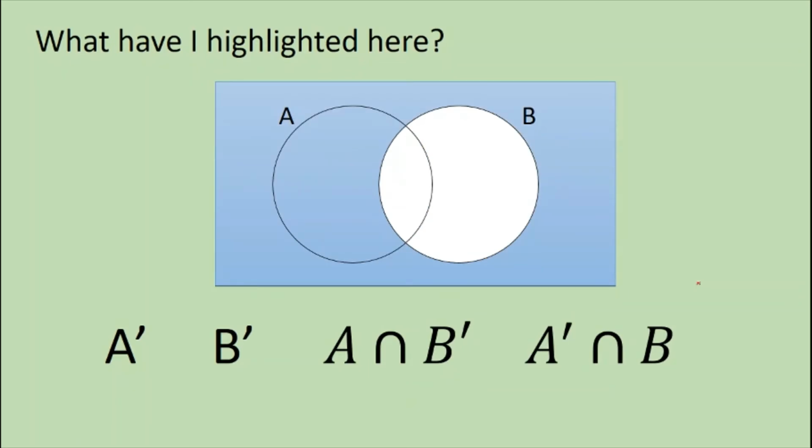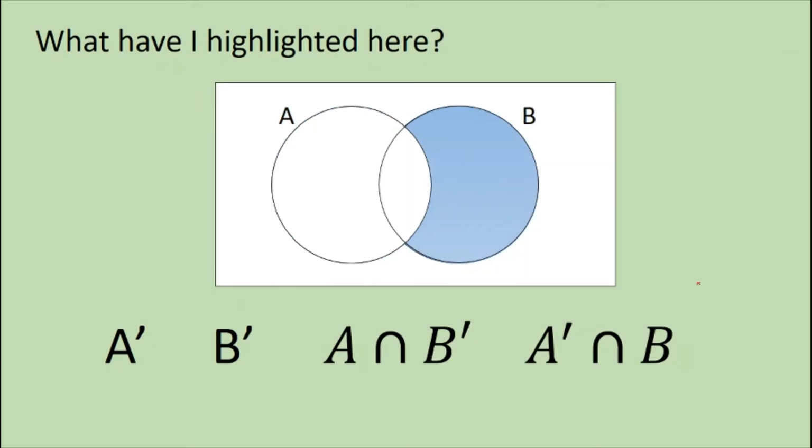Okay, some harder ones now, including the not rule. So what is shown here? Make sure you pause it each time and then unpause for answers. Okay, this one is not B. I'm interested in everything outside of the B circle. So it's not B. Okay, pause it for this one. This one is not A, because it's everything outside of the A circle. Pause it.